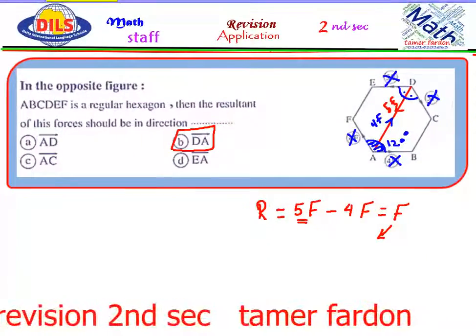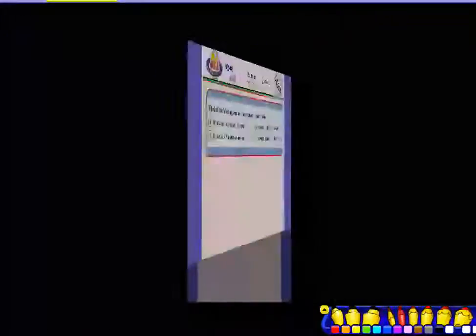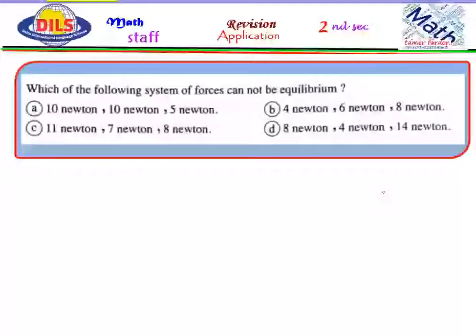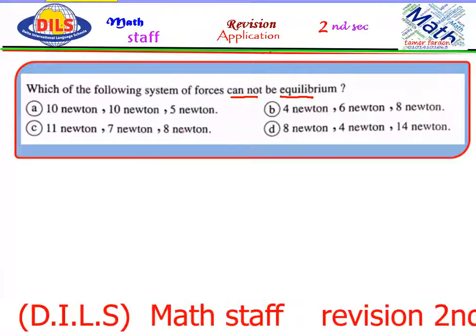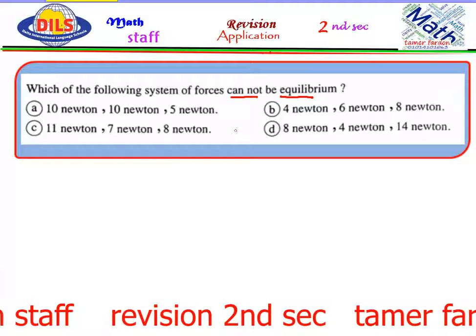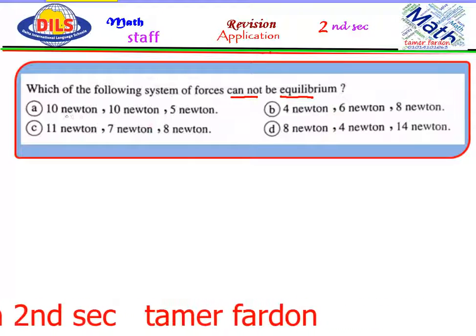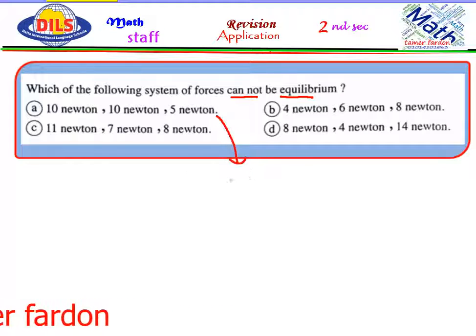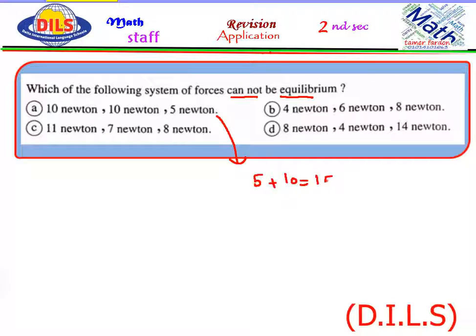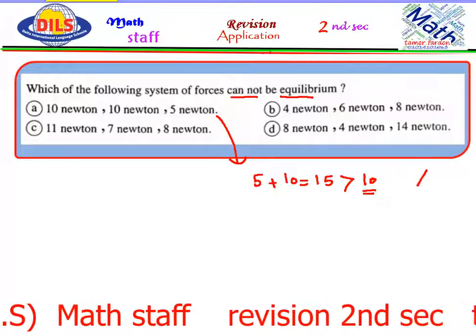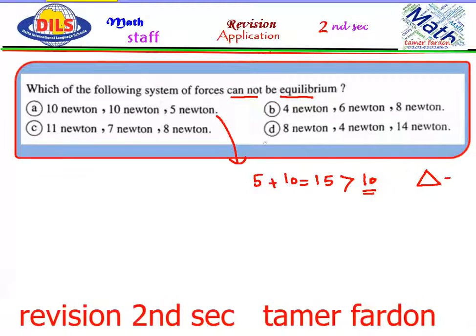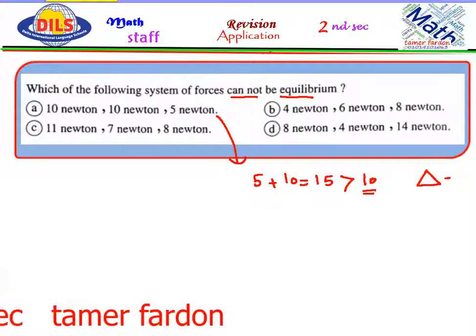Another exercise. Which of the following systems of forces cannot be in equilibrium? The system that cannot be in equilibrium is the one whose values are not valid to be sides of a triangle. First system, 10, 10 and 5, is valid to be sides of a triangle because 5 plus 10 equals 15, greater than the third side, which is 10. So the system can be in equilibrium.